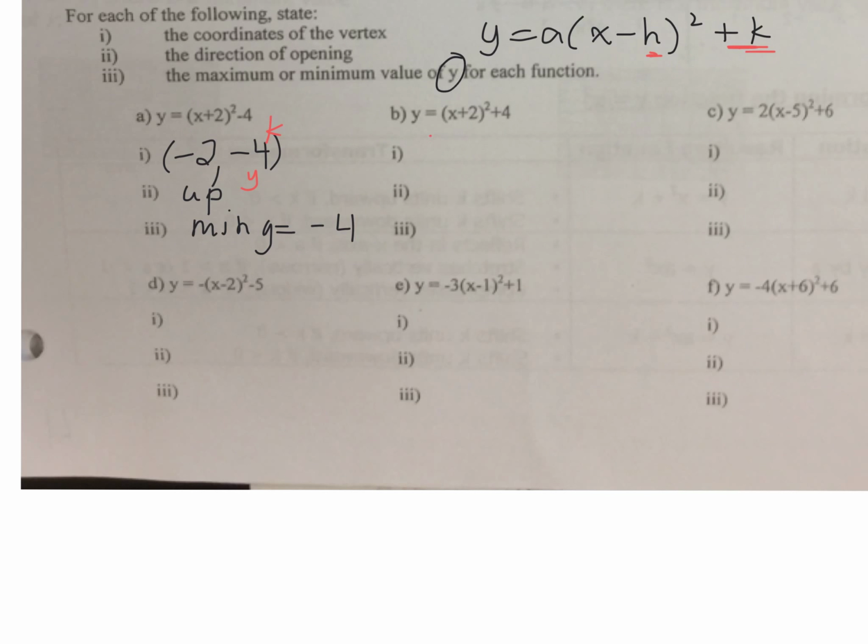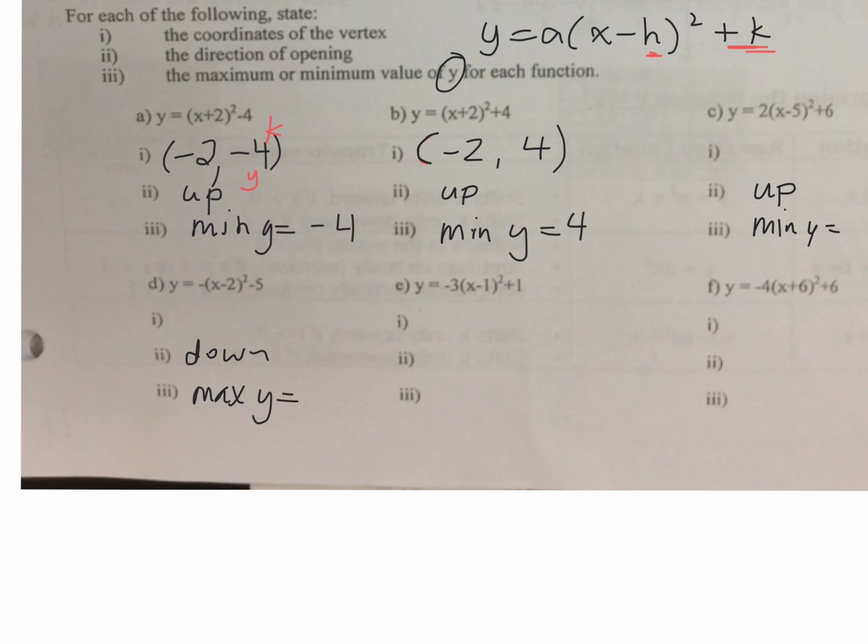Good. For B, the vertex is located at (-2, 4). Opens up or down? And its minimum, what's the minimum y value? 4. Good. Does C open up or down? So therefore it's a minimum. Does D open up or down? So therefore it's a maximum. I'm just filling this part in. E is up or down? Down, max. And F, down.